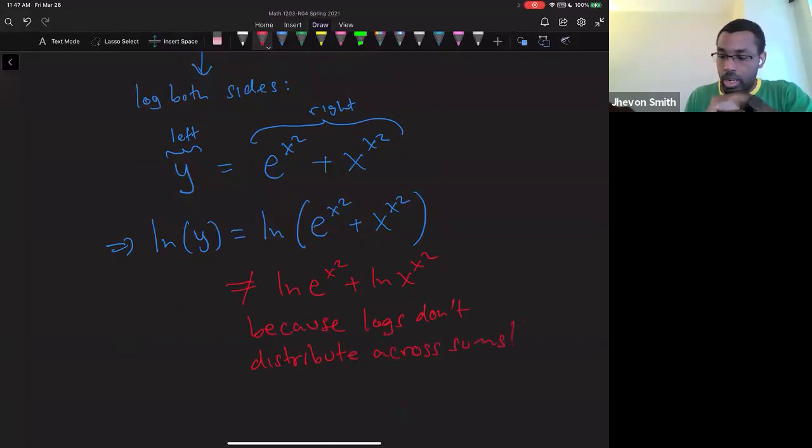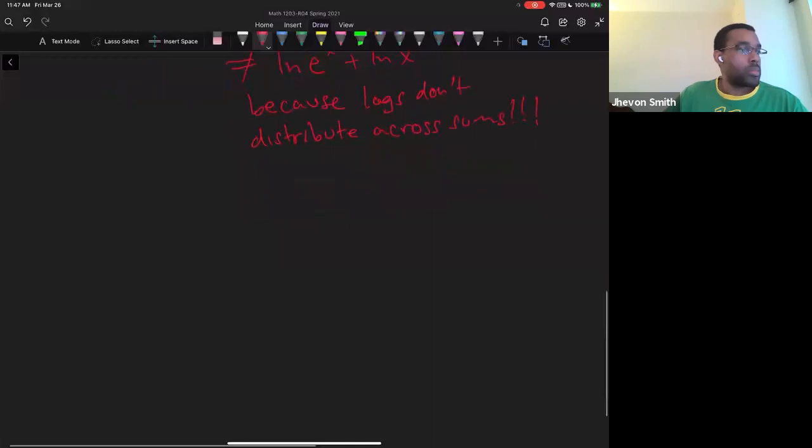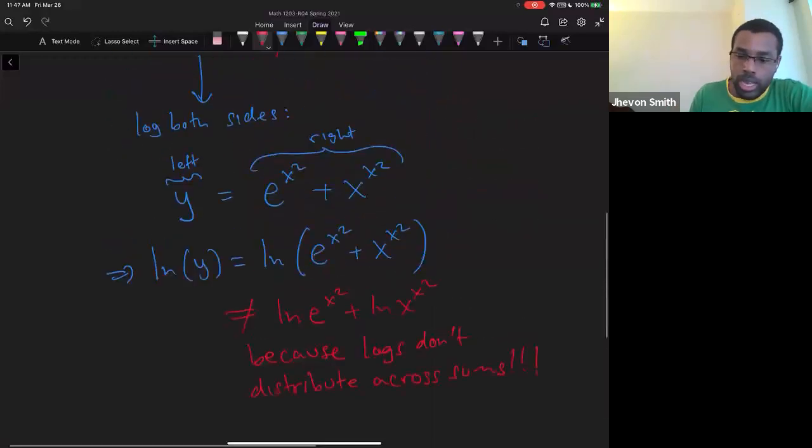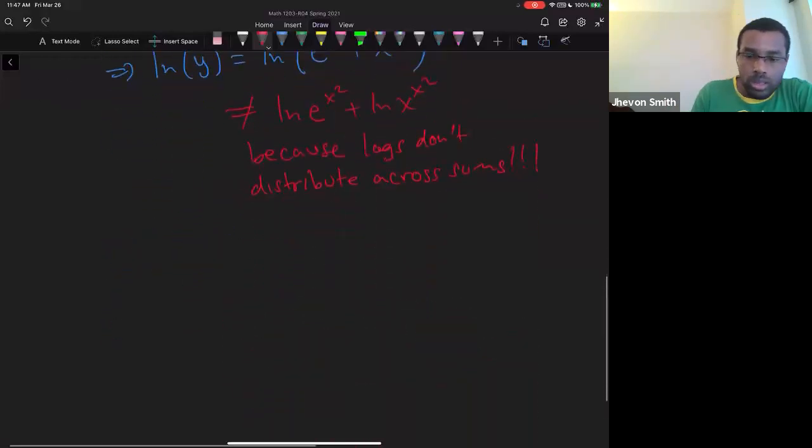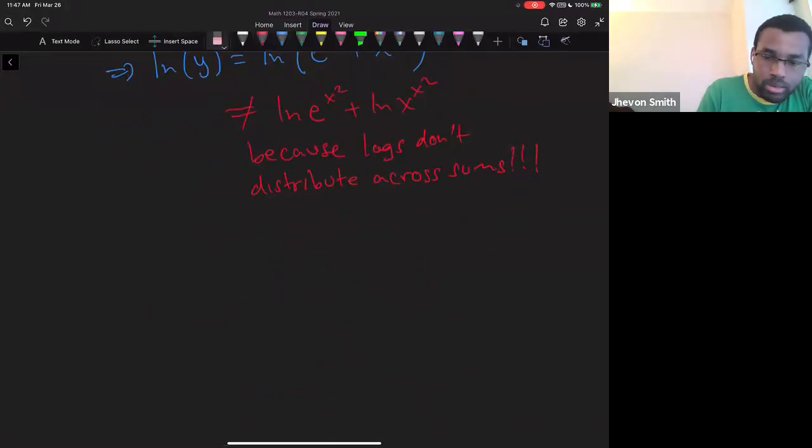So you have to be very careful here. Logging both sides does not mean log each individual term on both sides, because that would actually be incorrect. That is assuming that the log distributes across the sum. So that won't work. So remember, I should probably state that warning.